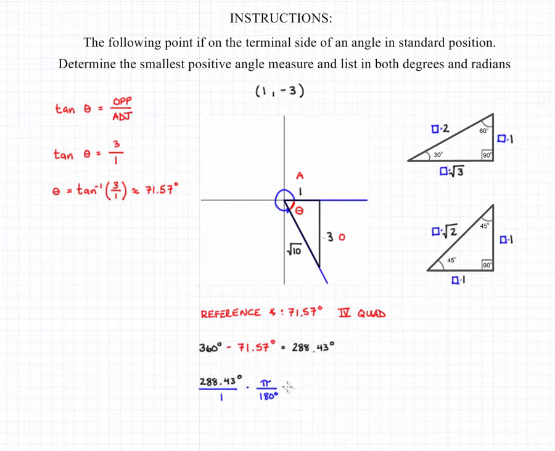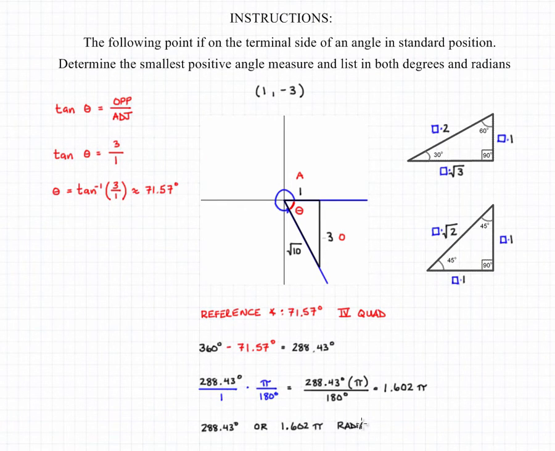Now to convert this into radians, we need to multiply this by pi over 180 degrees. This is going to give us 288.43 times pi in the numerator and 180 degrees in the denominator, which will simplify down to roughly 1.602 pi. So our final answer is going to be that the smallest possible angle measure is either 288.43 degrees or 1.602 pi radians.